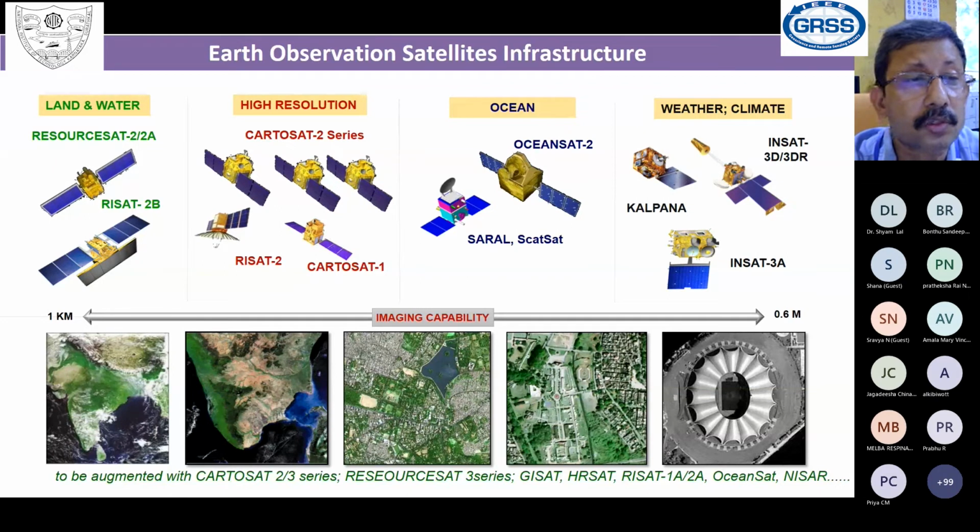through various satellites like ResourceSat and RISAT series of satellites, high resolution imaging through Cartosat series of satellites, the ocean monitoring through OceanSat, SARAL or SCATSat, and weather and climate through the geostationary imaging satellites like INSAT, 3D, 3DR, Kalpana, etc.